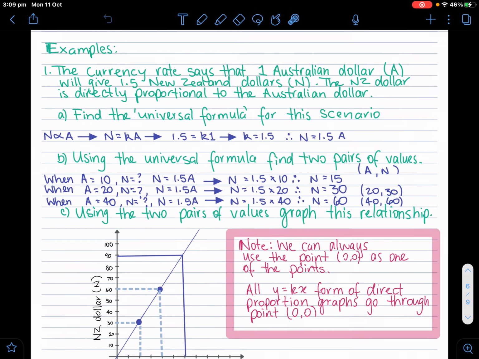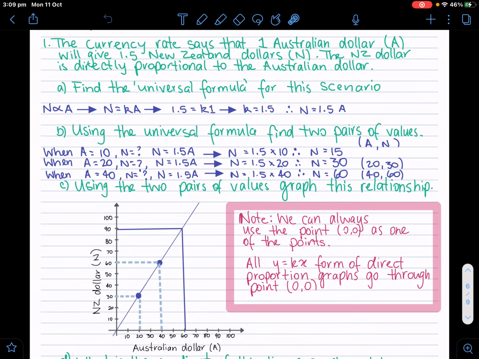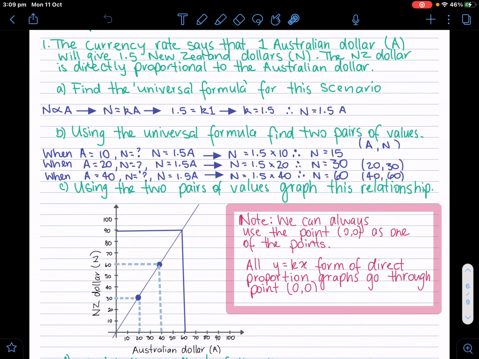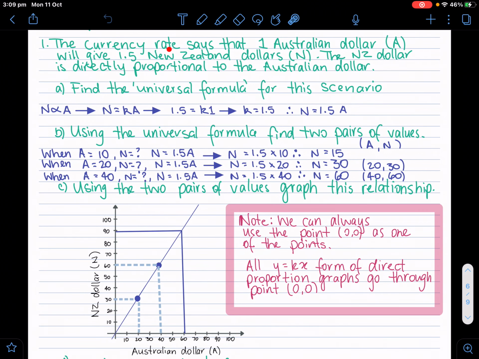Let's have a look at this example here. Now this example says that the currency rate says that 1 Australian dollar will give 1.5 New Zealand dollars. The New Zealand dollar is directly proportional to the Australian dollar. Well, it's given us a few things there, but part A says find the universal formula.